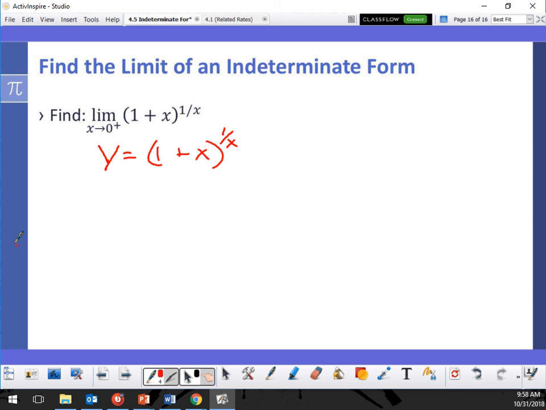So what would I do to both sides to get that power somewhere else? Natural log. So I'm going to ln both sides. So ln of y is going to be equal to, what's going to happen to that power now? If I ln both sides, where's that power going to go? Out front. So it's going to be 1 over x ln of 1 plus x, right?